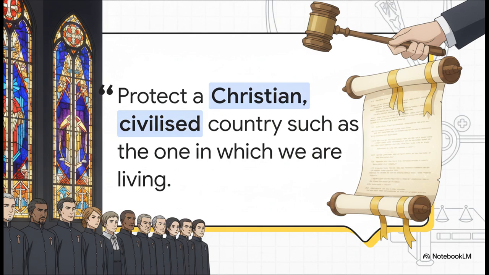And the intent behind this legislation was incredibly explicit. During the second reading of the 1967 bill, the Minister of Justice stated the law was designed, and I quote, "to protect a Christian, civilized country such as the one in which we are living." It's clear this legislation was built to impose a highly specific, very strict moral framework on the entire population.